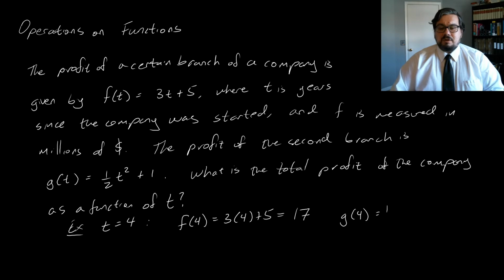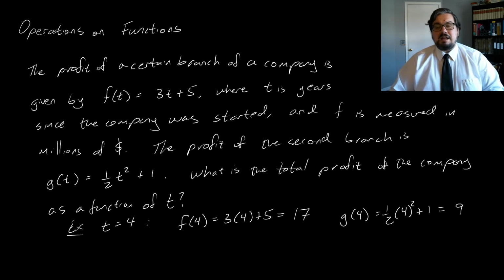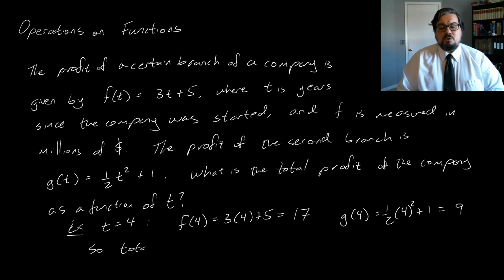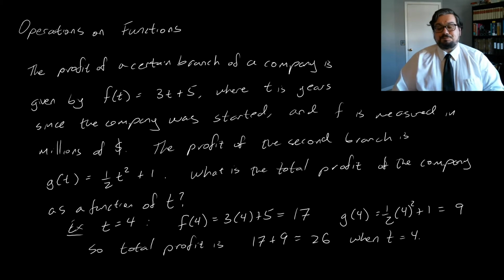And g of 4 is 1/2 times 4 squared plus 1. Now 4 squared is 16, 1/2 of 16 is 8, and 8 plus 1 is 9. So g of 4 is 9. So this tells us that the second branch had a profit of $9 million in year 4. So that means that the total profit is 17 plus 9, which is 26, when t equals 4.